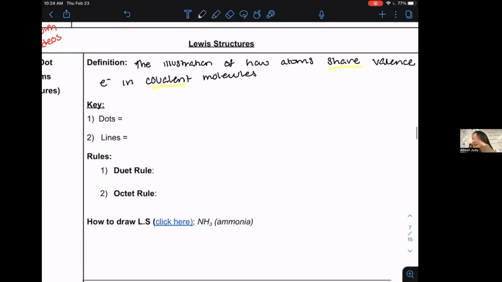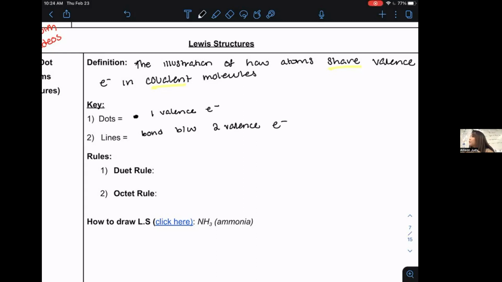Okay, and so here's a little key to how we draw these. Every dot equals one valence electron. Every line represents a bond between two valence electrons, and B/W means between. It's old school secretary language, okay?